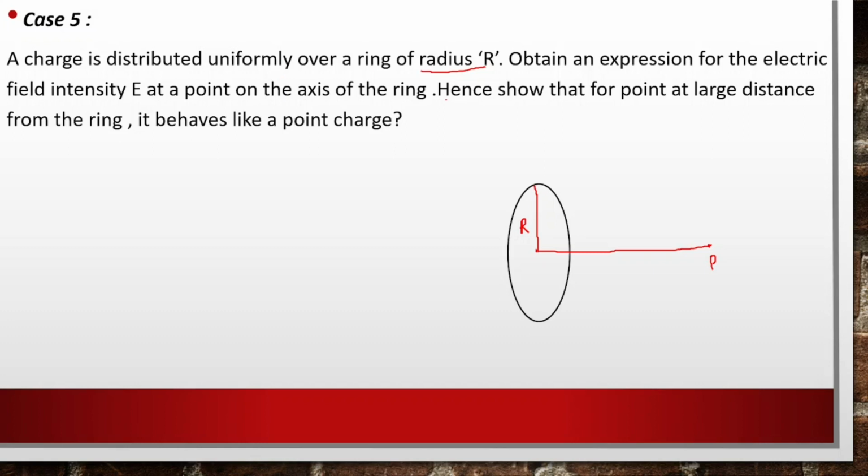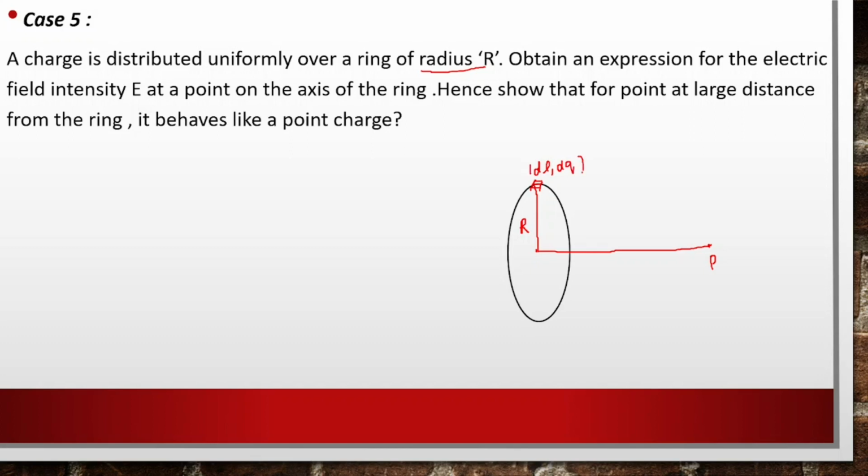So we have a ring of radius r and we take a point P on the axis of the ring. And we need to find the electric field at the point P. So let's do it. For this, let's consider a length element dl in this ring. So I am considering an element here. This is my length element with length dl and having charge dq.